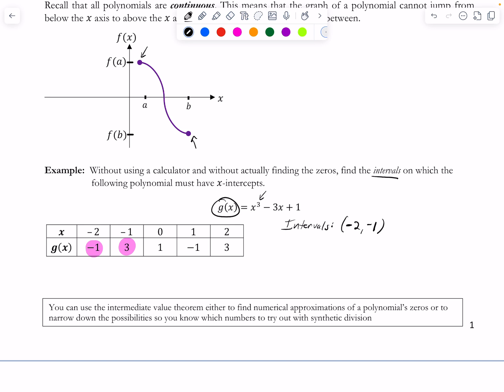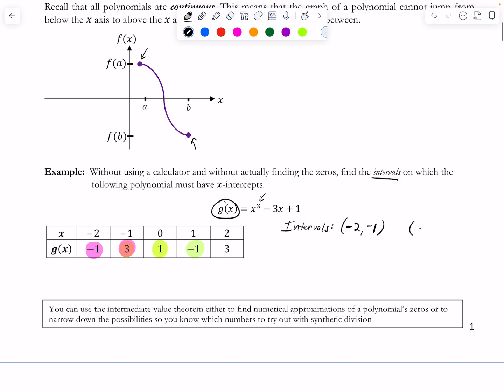All right, go to the next ones. The next one has a +1 and a -1. Let me back up just for 1 second. If I were to highlight this 3 and this 1, you should notice that those y values are both positive, so it doesn't have to cross the x-axis. Now back to the 1 and the -1. Those do change signs. So my next interval is going to be 0 to 1, and that's where I expect to find another x-intercept. And finally, when I look at these last 2 together, -1 and 3, those are also opposite signs. So from 1 to 2.